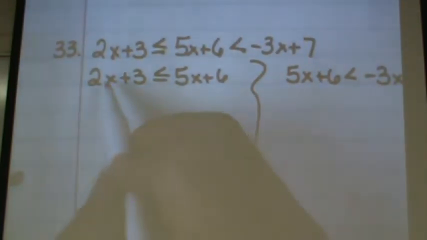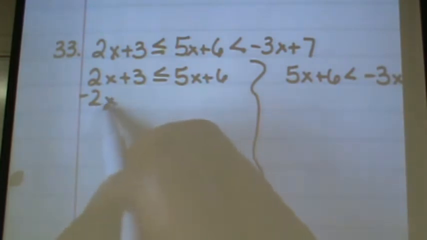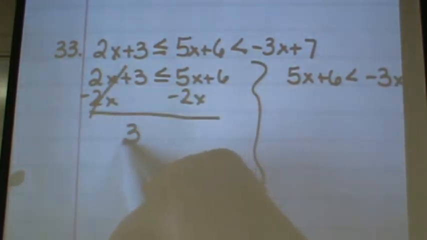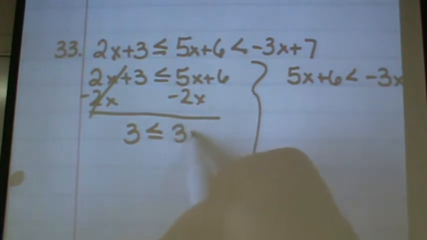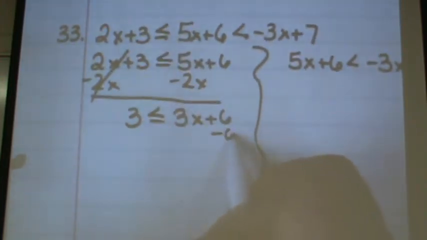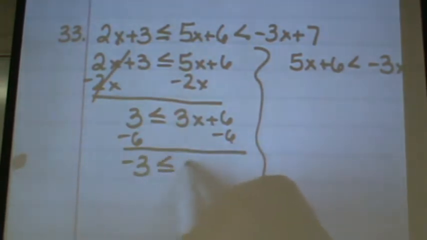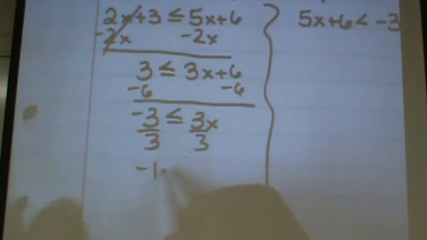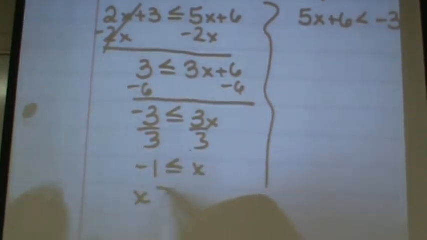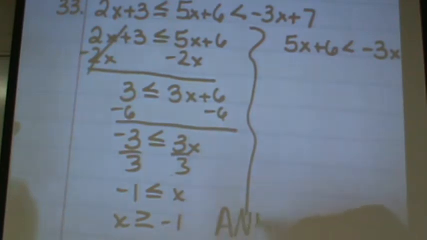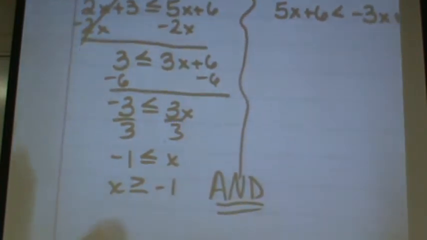So first get the x's together. Subtract 2x. So we have 3 is less than or equal to 3x plus 6. Subtract 6. Negative 3 is less than or equal to 3x. Divide by 3. So negative 1 is less than or equal to x, or x is greater than or equal to negative 1. Same thing. And the problem is an and.